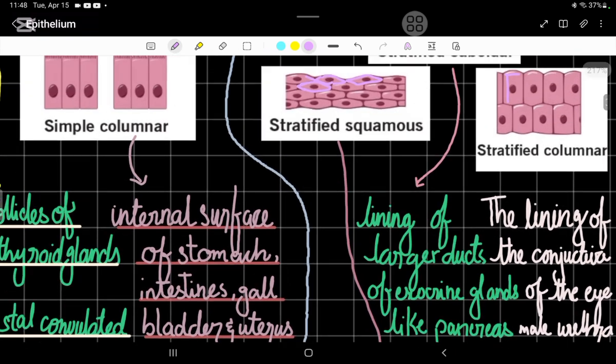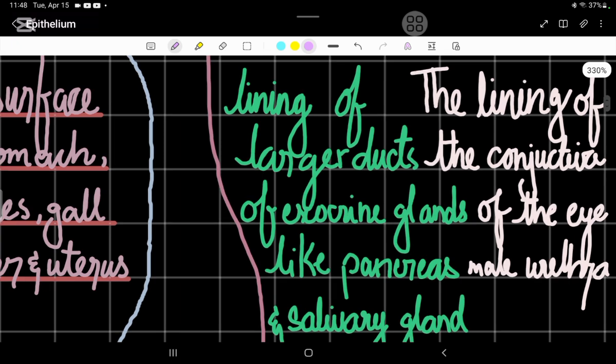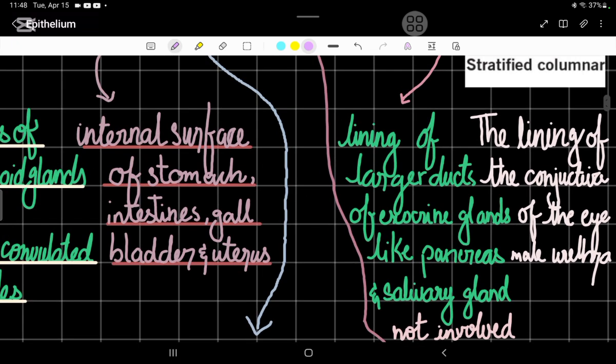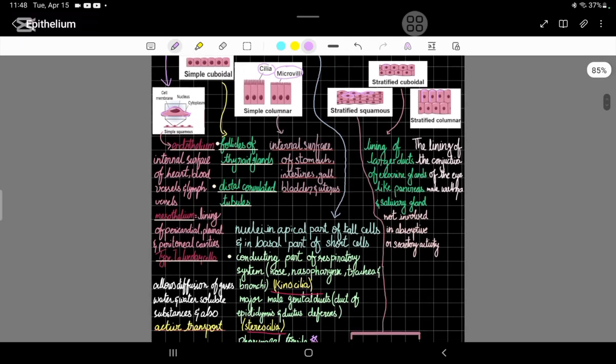Now coming to the stratified columnar, as we have discussed, the length is greater while the width is less. They line the conjunctiva of the eye and the male urethra. It's very, you can say, limited.